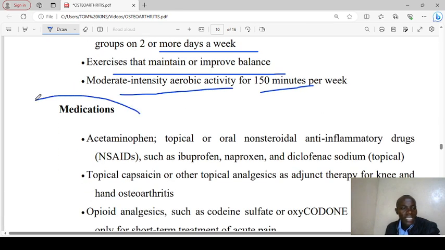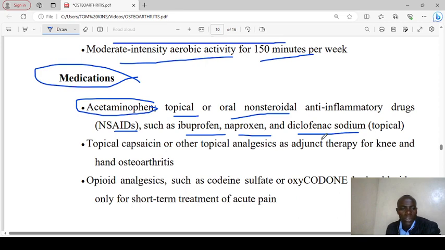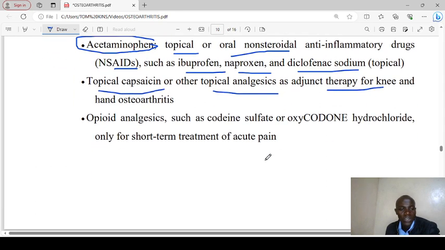Next, we have medication, and we start with acetaminophen. Guys, a link will be popping up on the discussion on acetaminophen. It could be topical or oral. Then non-steroidal anti-inflammatory drugs, the NSAIDs such as ibuprofen, naproxen, and diclofenac sodium, that is topical. Also have topical capsaicin or other topical analgesics as adjunct therapy for knee or hand osteoarthritis.